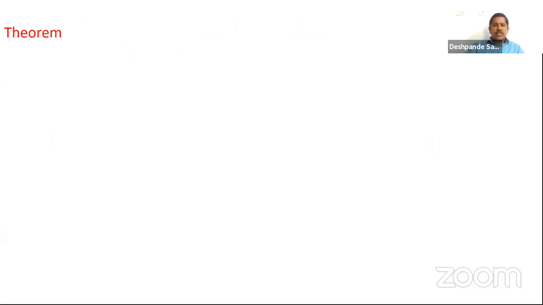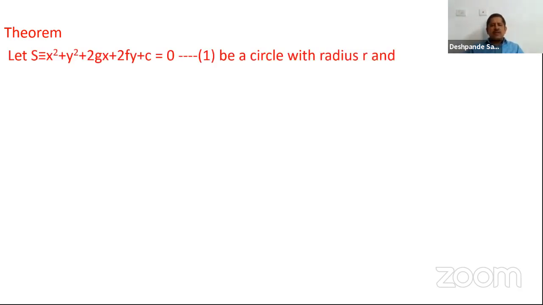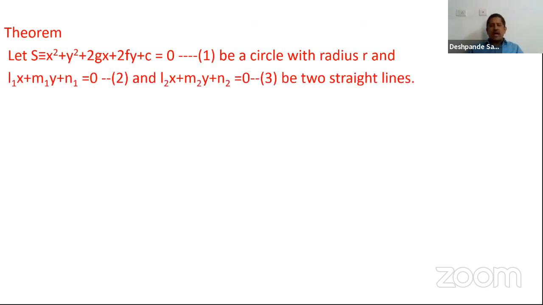So having understood this, let us take a small theorem here. Let S is equal to x square plus y square plus 2gx plus 2fy plus c is equal to 0 be a circle equation with radius r, and the lines L1x plus M1y plus N1 is equal to 0 and L2x plus M2y plus N2 is equal to 0 be the two lines.